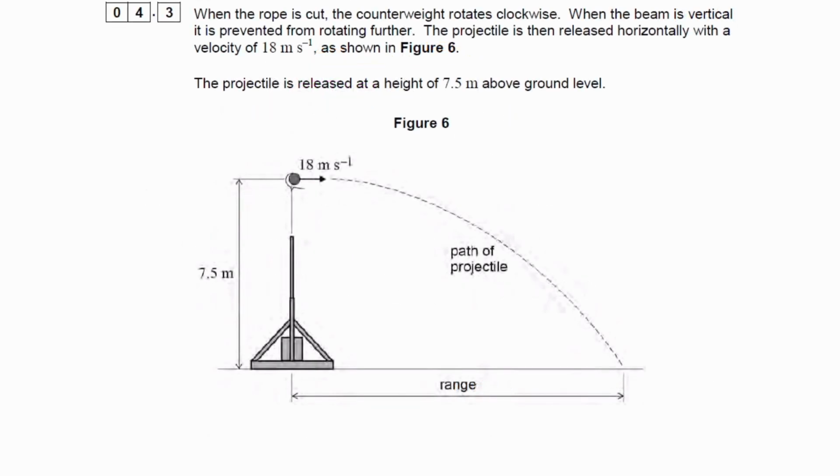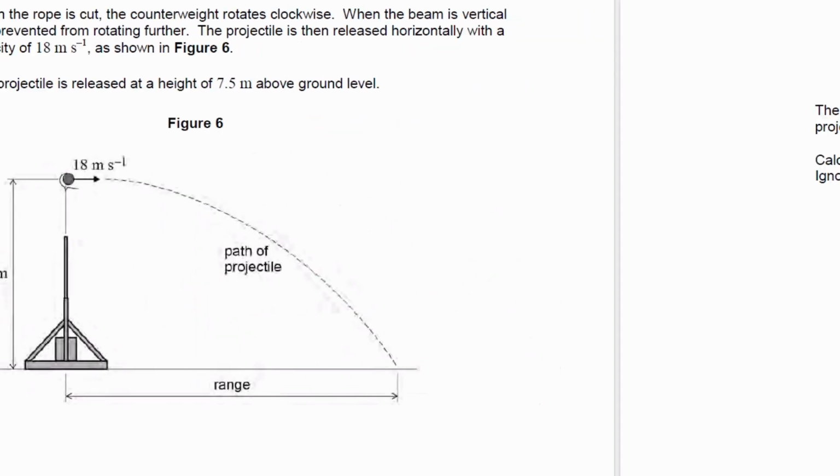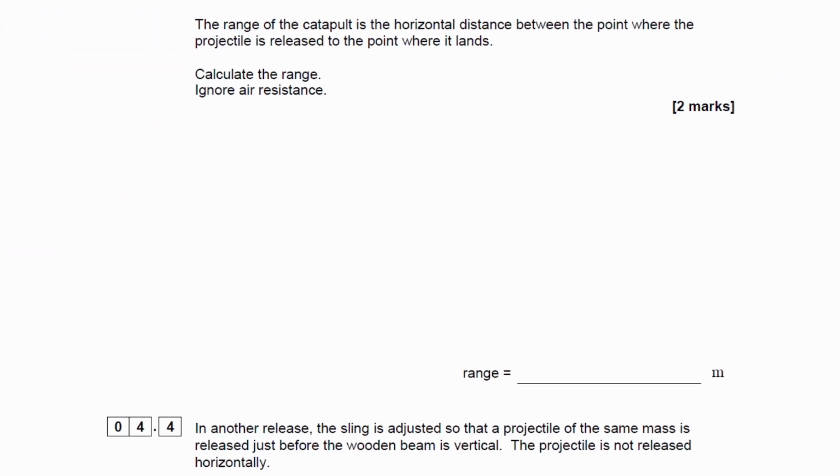4.3. When the rope is cut, the counterweight rotates clockwise. When the beam is vertical, it is prevented from rotating further. The projectile is then released horizontally with a velocity of 18 meters per second, at a height of 7.5 meters above the ground. We are trying to work out the range of the catapult, which is basically the horizontal distance traveled.